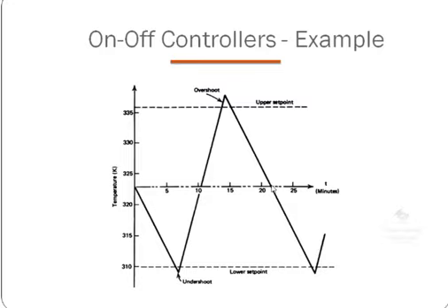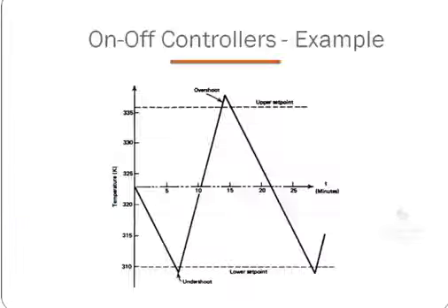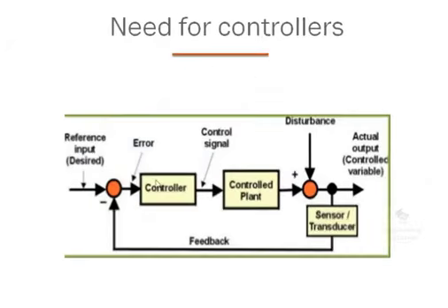So we are moving to the next types of controller: proportional controller, integral controller, and derivative controller. Okay. Proportional controller. From the name itself, we can understand: proportional. It will take the control action proportional to the error value. See, go back to the diagram. See, this is your controller. This controller will take control action proportional to the error value, because error is the input to the controller.